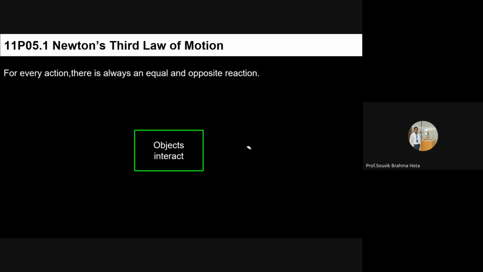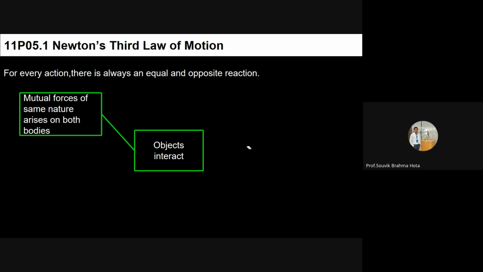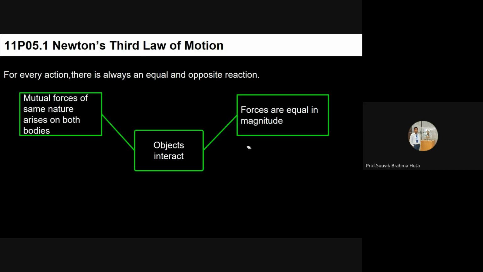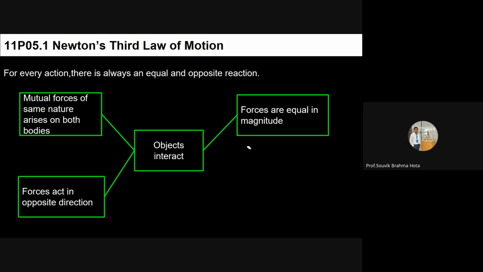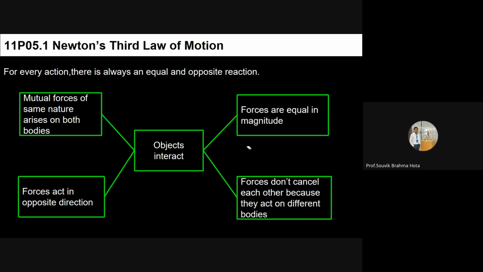Now, for every action there is always an equal and opposite reaction. Okay. So when objects interact, mutual forces of the same nature arise on both bodies. Forces are equal in magnitude. Forces act in opposite directions, and forces don't cancel each other because they act on different bodies. These are the important and vital points to remember.